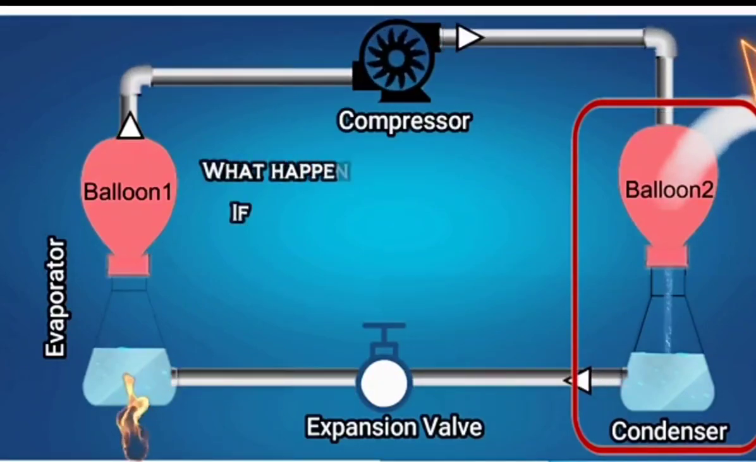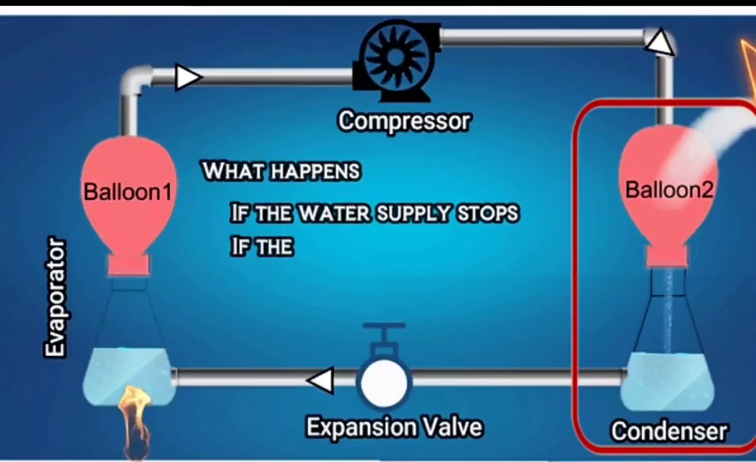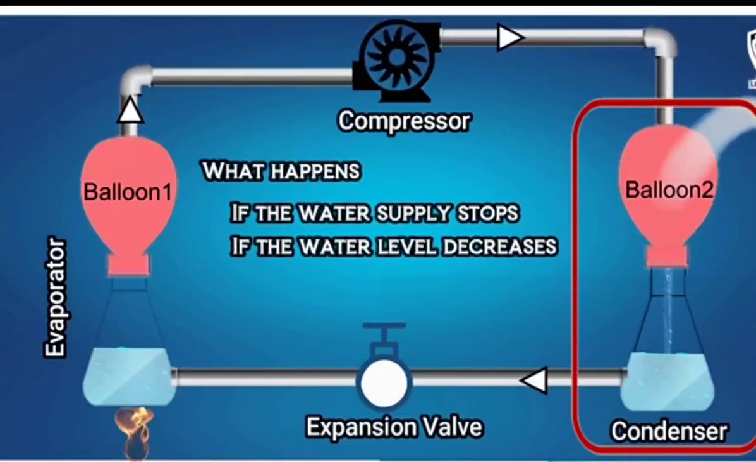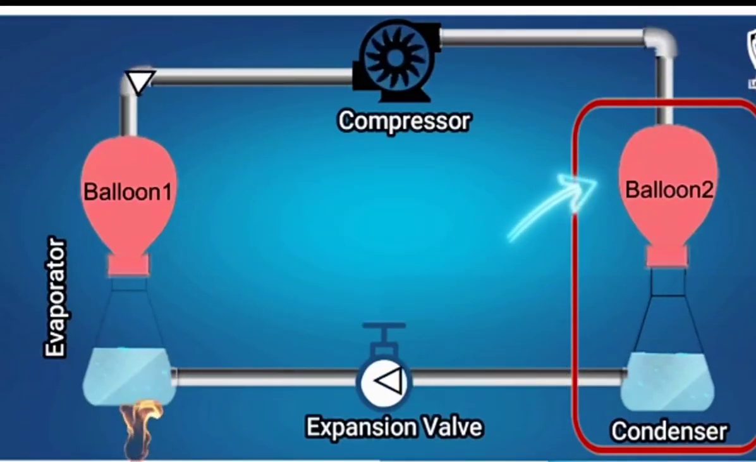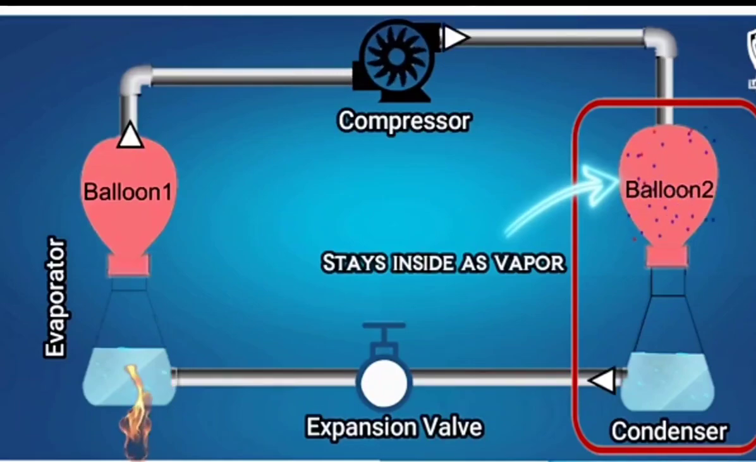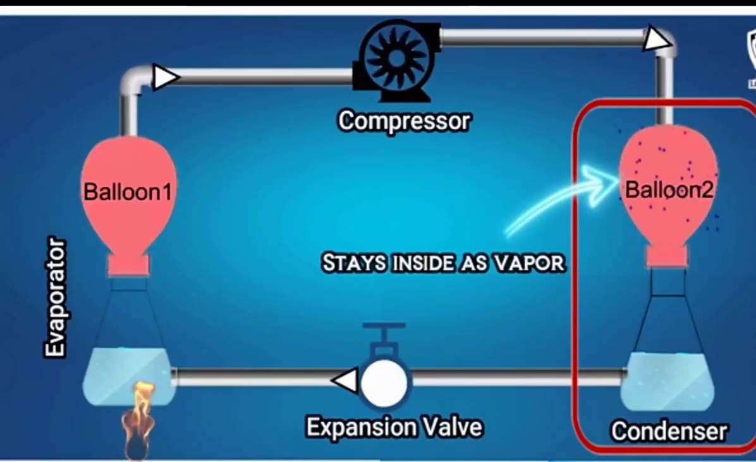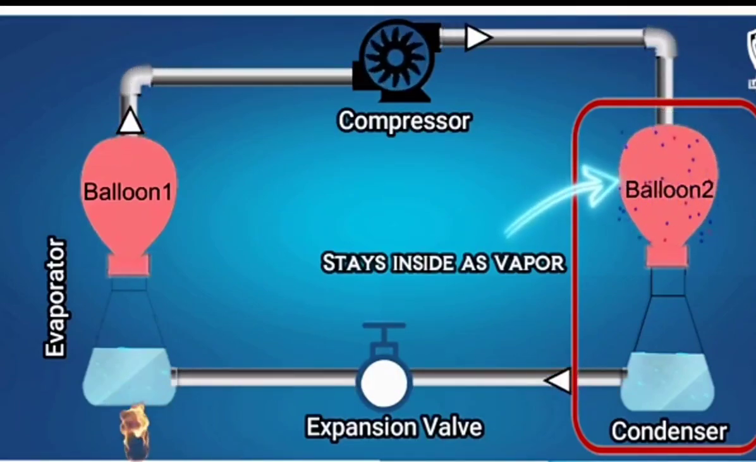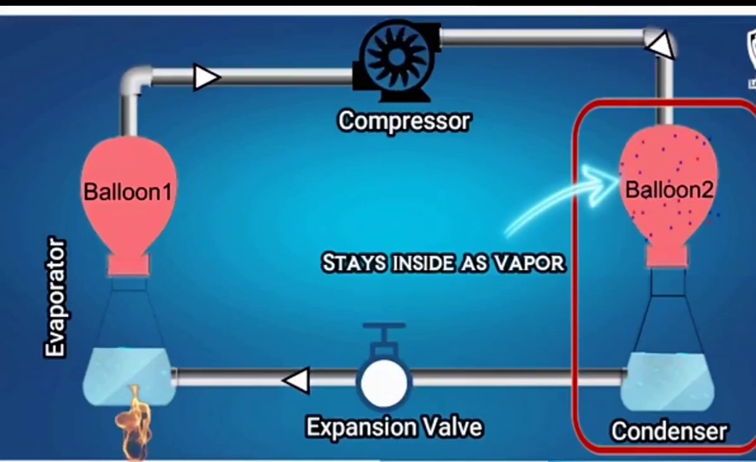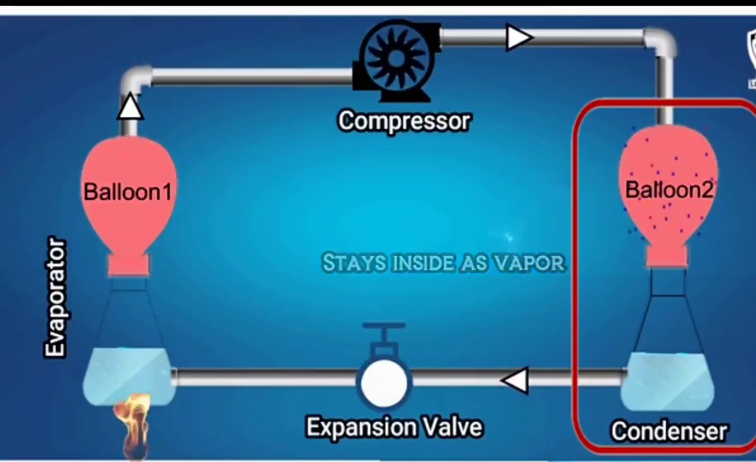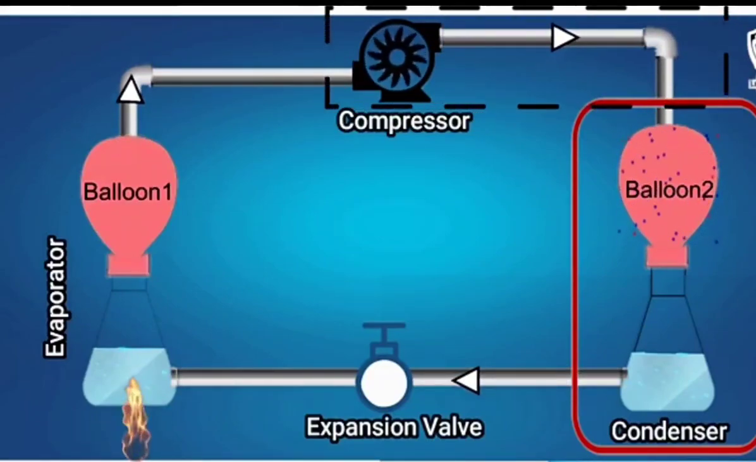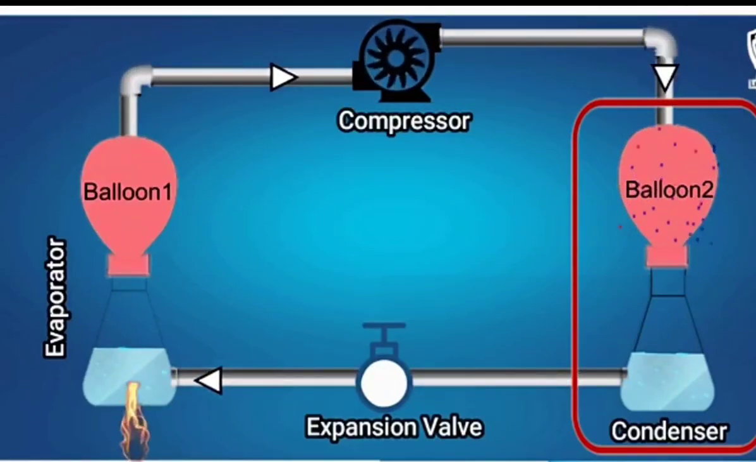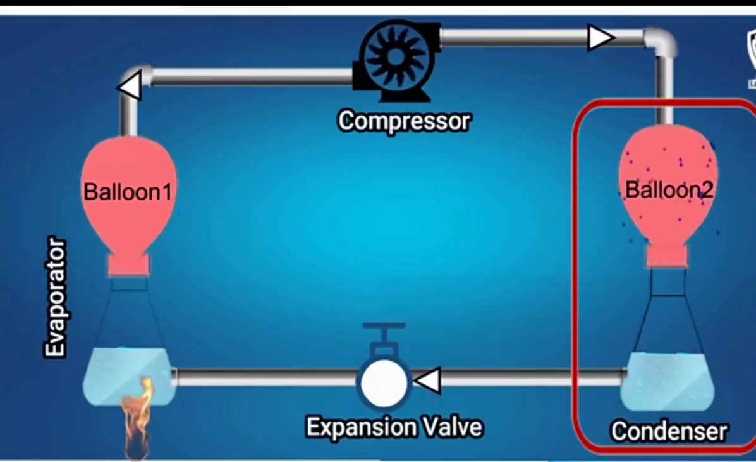What happens if the water supply stops, or the water level decreases, or the temperature of the water increases? The vapor in this balloon does not condense properly and does not turn into liquid. It stays inside the balloon as vapor. The compressor continues to send vapor into the balloon. When sending in this way, the pressure inside balloon 2 increases.